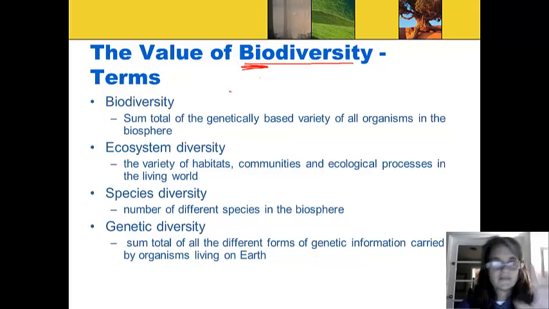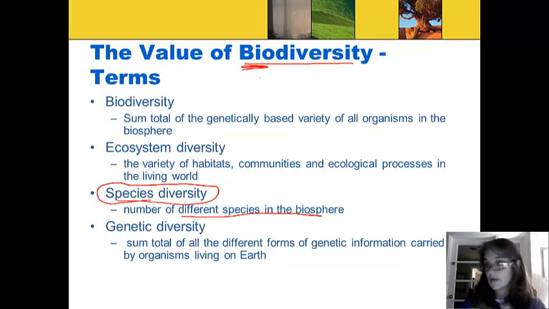There are many different definitions for biodiversity. What we will probably focus on mostly is this one, species diversity, the number of different species in the biosphere or in a given ecosystem, though ecosystem diversity is also a big deal, to have lots of different habitats, lots of different places for lots of different things to thrive.